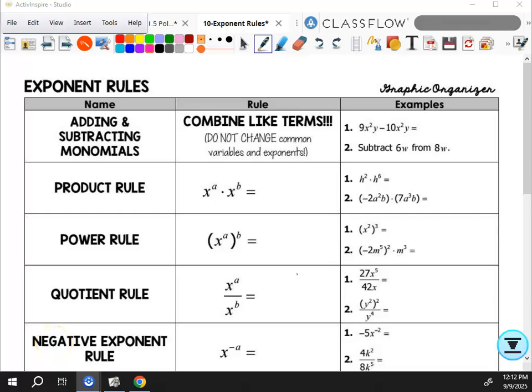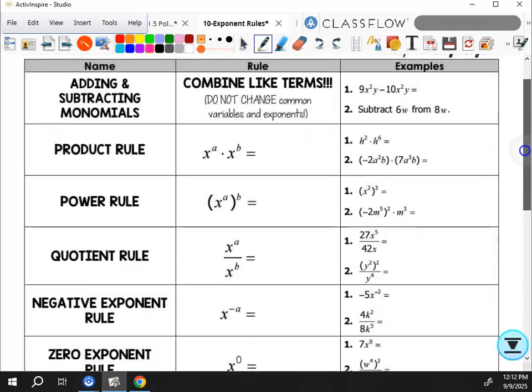All right, we ready for exponents? Your computer is still open. All right. So, backing up to some simple stuff here.